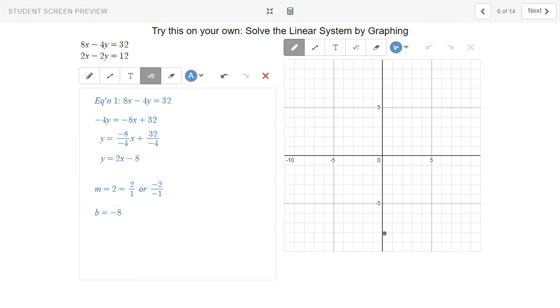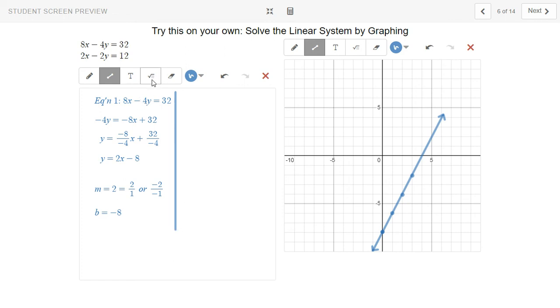Let's plot this on the graph. Start at negative 8, and then we rise by 2, run by 1. Rise by 2, run by 1. Rise by 2, run by 1. I'm going to connect these dots and extend it a bit farther.